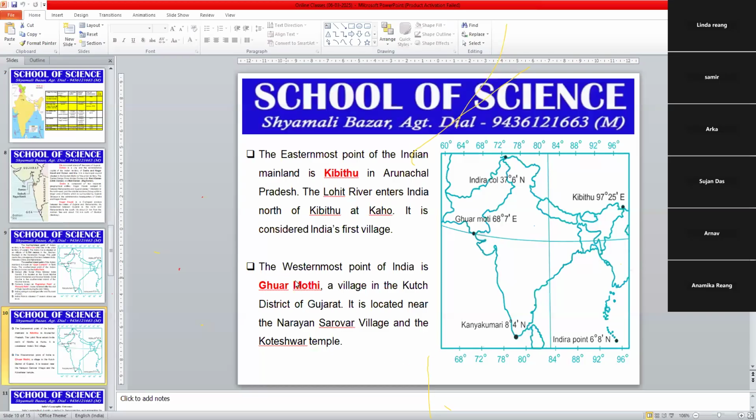And the westernmost point of India is Ghuar Moti, a village in the Kutch district of Gujarat. This is Ghuar Moti. You just see these 2 points. Eastern extreme, you have got Kibithu. This is Kibithu, and this is Ghuar Moti. The westernmost point of India is Ghuar Moti, a village in the Kutch district of Gujarat. It is located near the Narayan Sarovar village and the Koteshwar temple. So the easternmost point of the Indian mainland is Kibithu, and the westernmost point of India is Ghuar Moti. Okay.